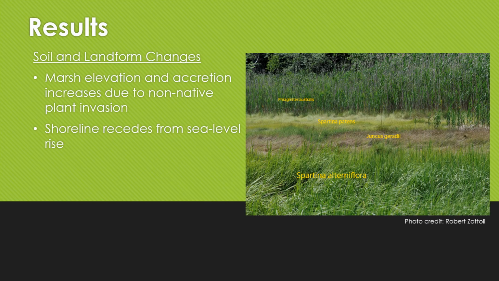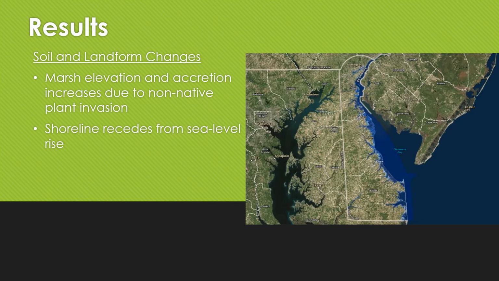The marsh elevation is expected to increase due to higher accretion rates from the presence of non-native species like Phragmites. As you can see here, the Phragmites produces a lot more biomass than the native Spartina smooth cordgrass. We also expect that the shorelines would recede because the native vegetation would not be able to keep up with the sea level rise rates.